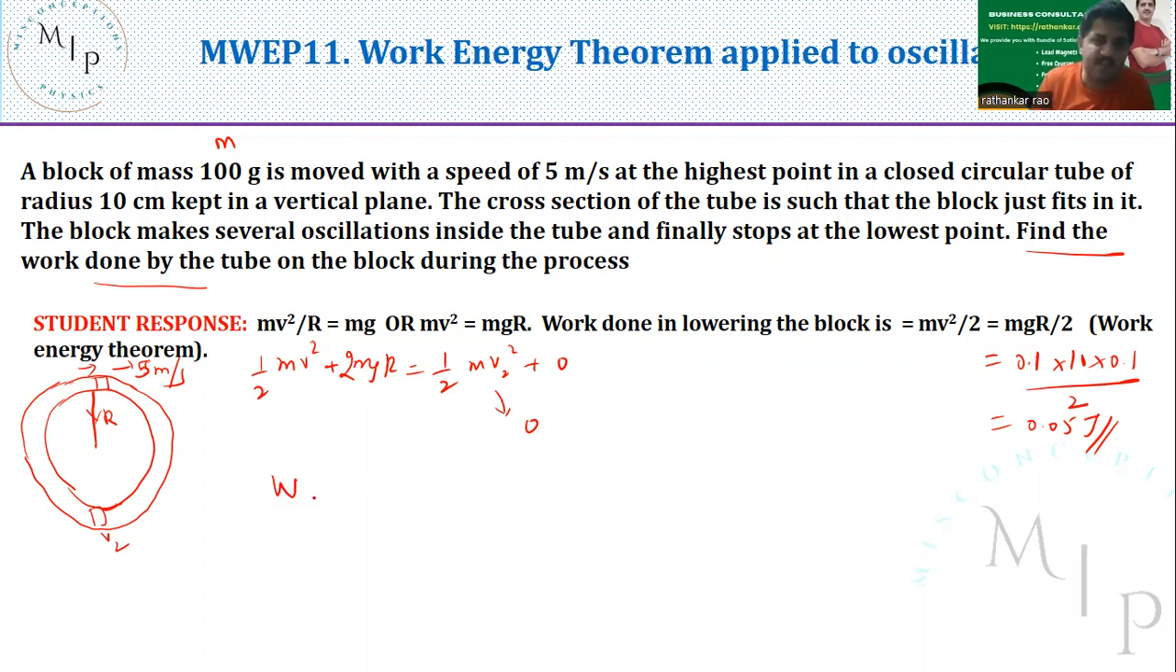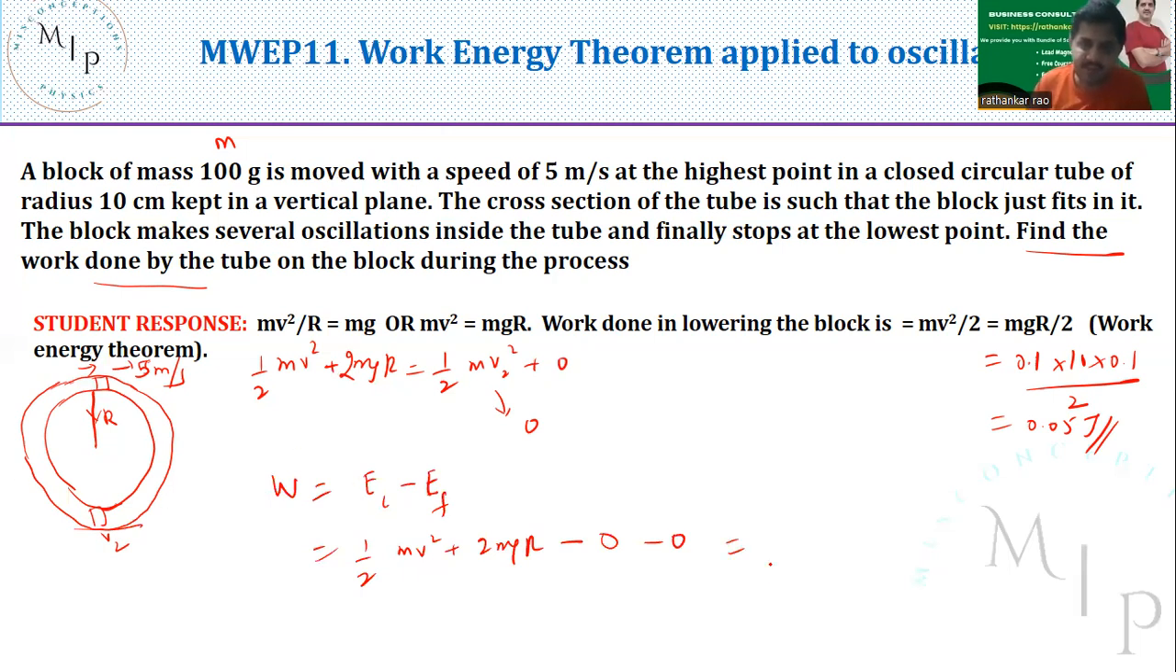So in other words, the work done should be equal to the initial energy minus final energy, if I take the magnitude. Initial energy is half mv square plus 2mgr. Why 2mgr? Because I'm taking this as my reference. Minus, when it comes to rest, it is 0, and when it comes to rest over here, potential energy is also 0. I took the difference between these energies, which would be equal to the work done by the friction.